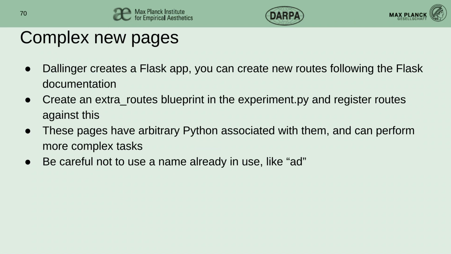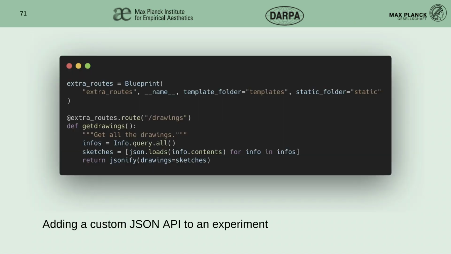So you create an extra routes blueprint in your experiment.py, and then you interact with that as you would a normal Flask app. It would look something like that. That top line, extra routes equals Blueprint, and so on, you would just copy and paste from the docs. You never really need to change that. And then underneath, here is from one of the built-in examples, it's creating a /drawings route, and it gets all the infos and then loads the JSON for them and then returns it in a slightly different JSON format.